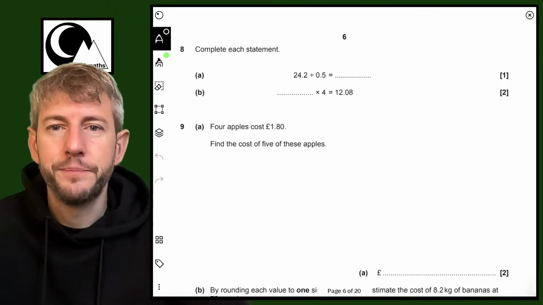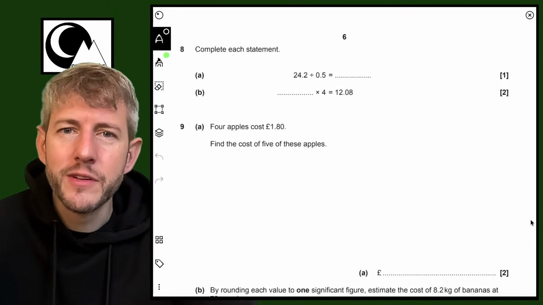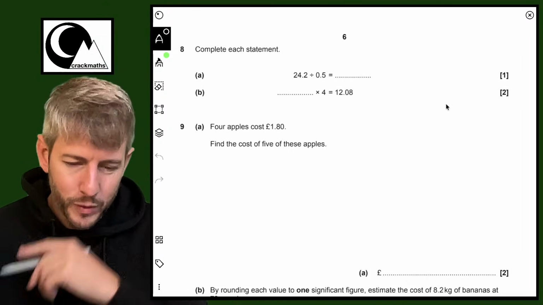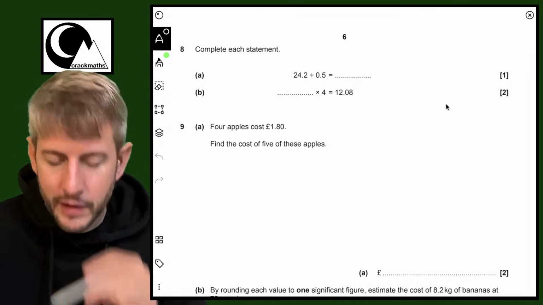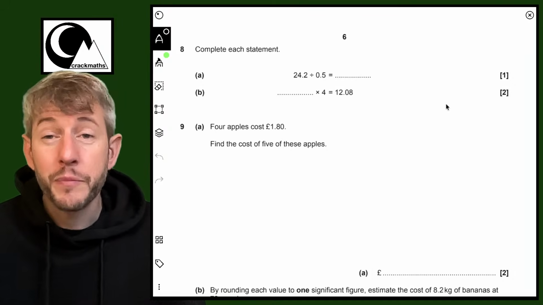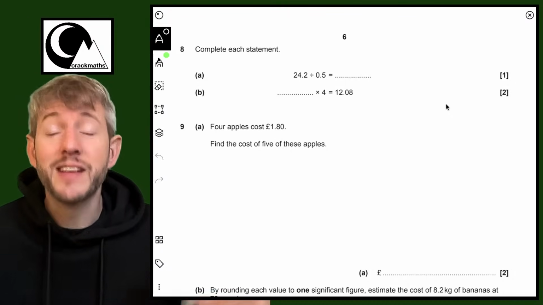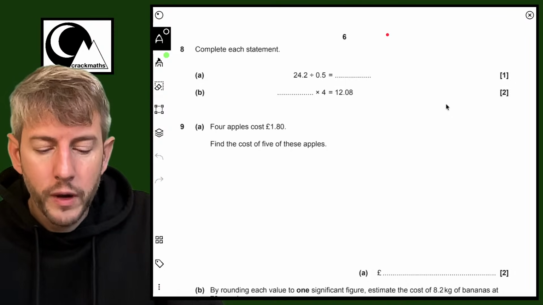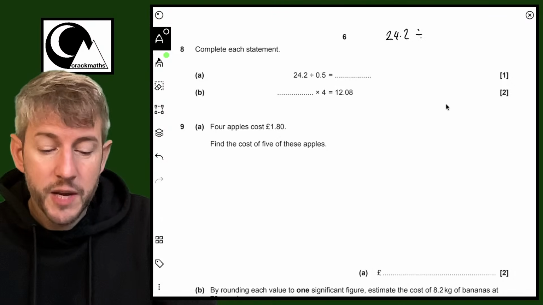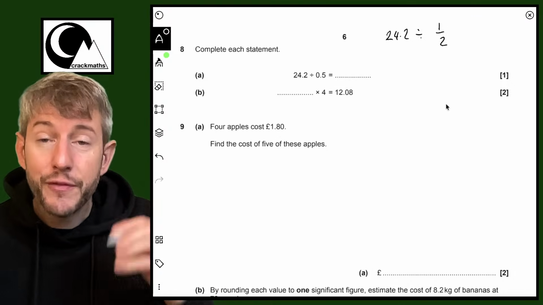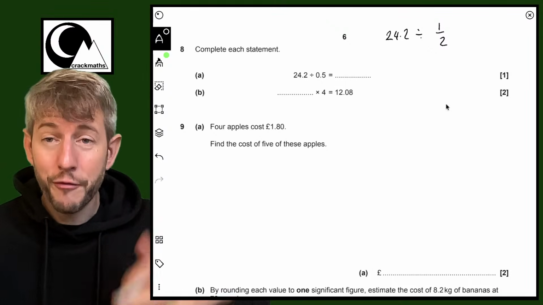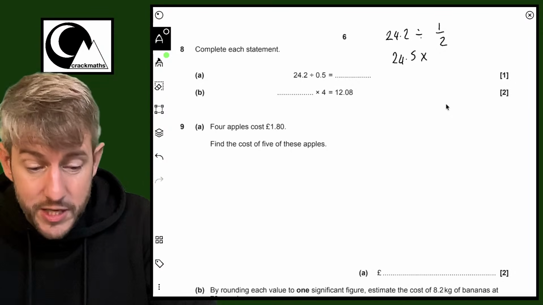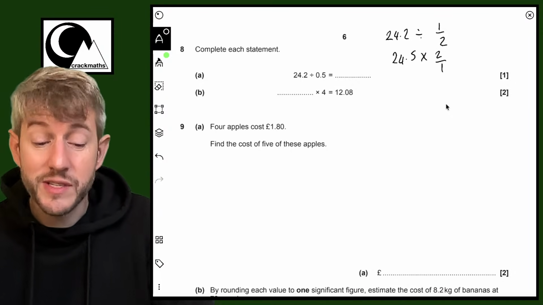Okay, so the next one is complete each statement. So 24.2 divided by 0.5 equals... dividing by 0.5 is the same as multiplying by 2. I can just show you that with a fraction. If we're thinking about 24.2 divided by 0.5, which is a half, if you remember, dividing by a fraction is the same as multiplying by its reciprocal. So this would be like 24.2 times 2 over 1, which is just 2.